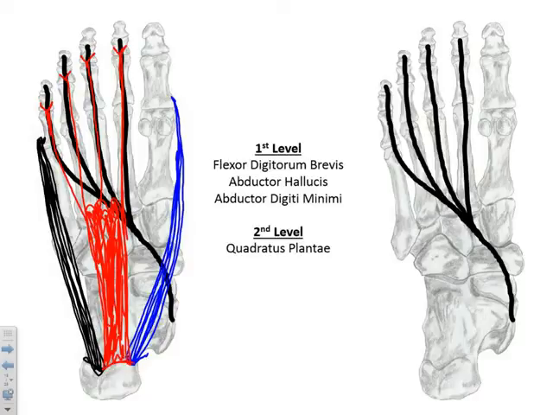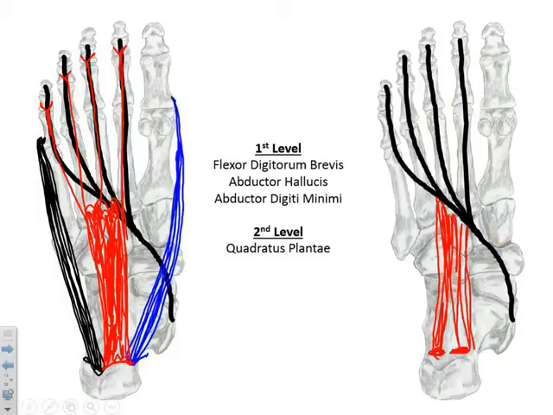Quadratus plantae actually has two separate heads, which both originate off of the deep plantar surface of the calcaneus, and they will project up, fuse, and will merge directly onto the tendon of flexor digitorum longus. The function of this muscle is to pull directly backwards on the flexor digitorum longus tendon and correct this tendency for it to pull the ankle obliquely and create this medial rotation of the foot.